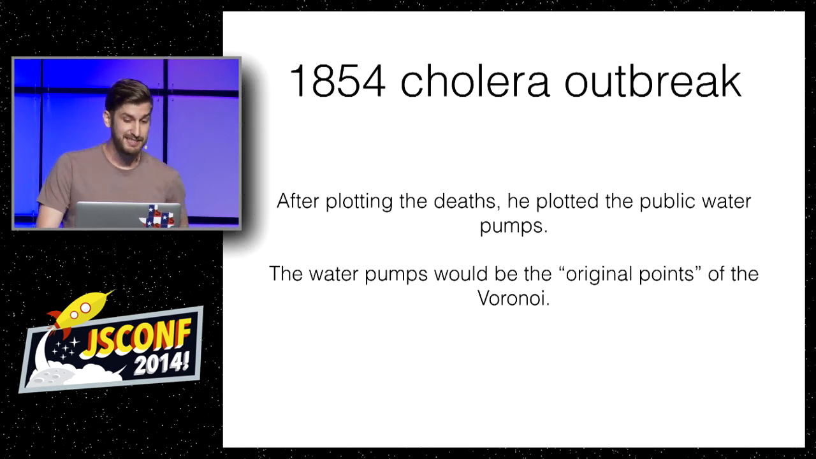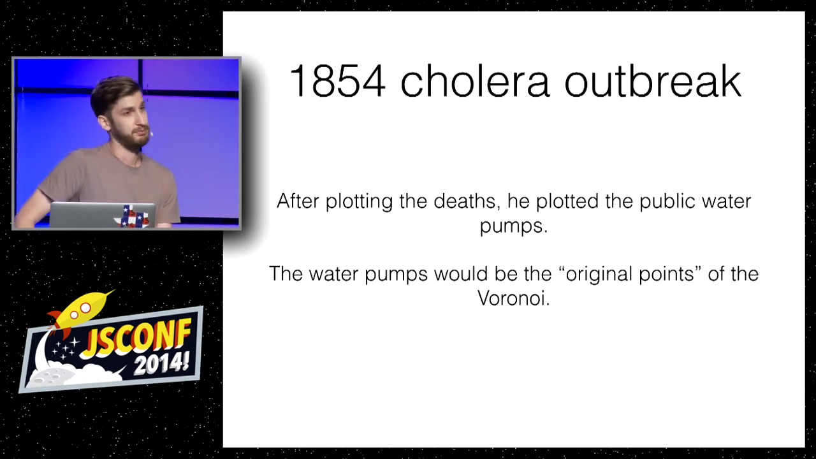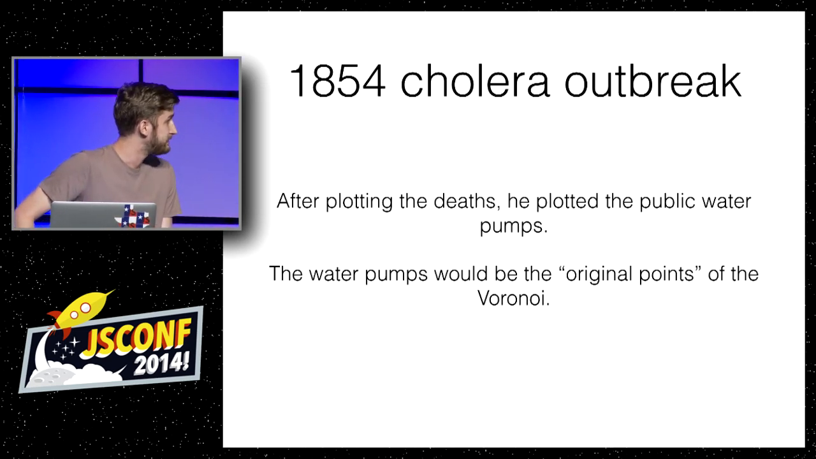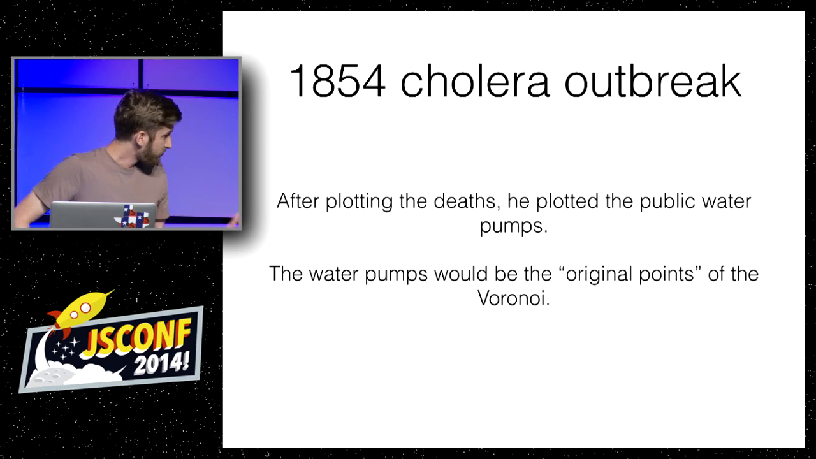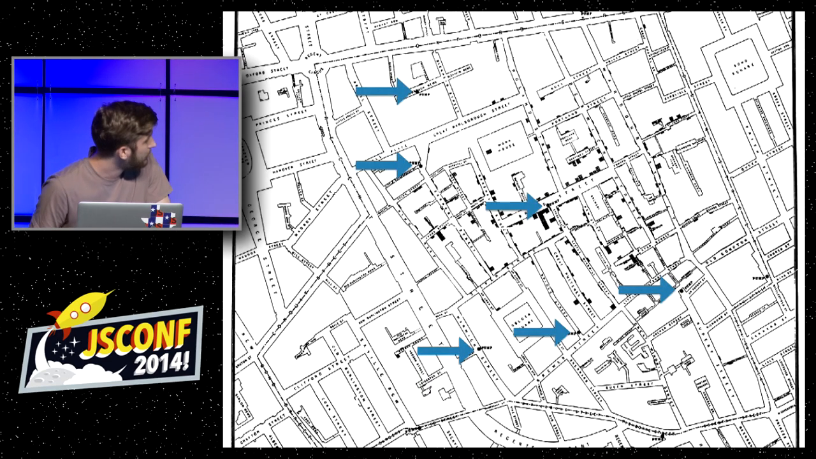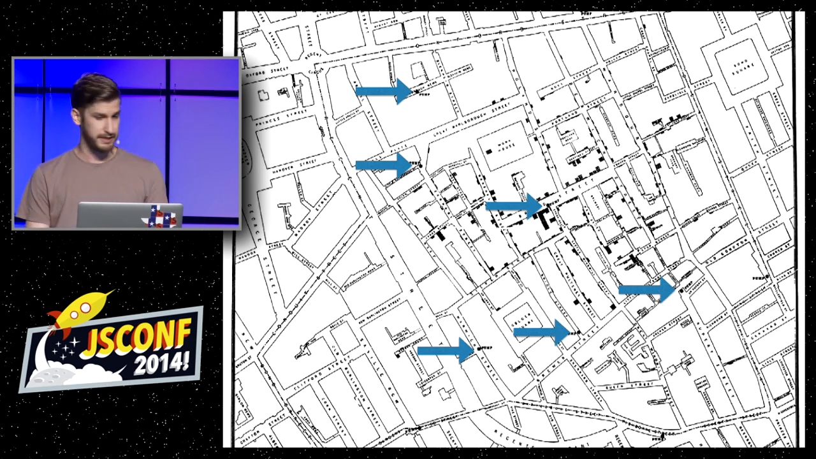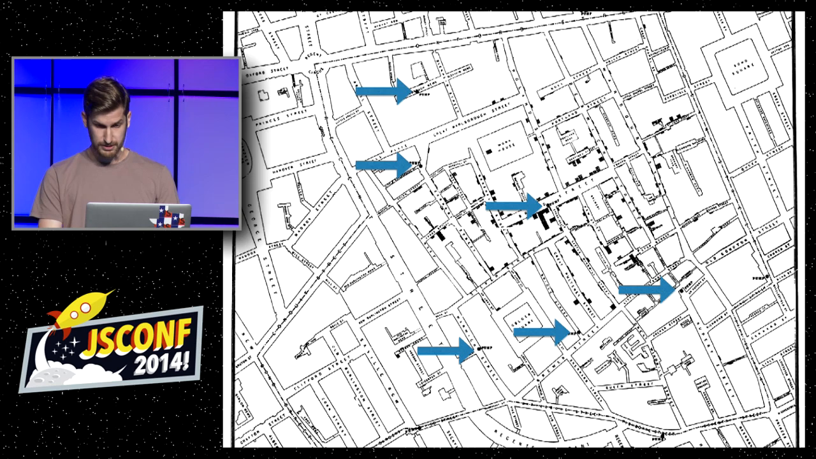After plotting the deaths, he plotted the public water pumps. This is 1854, so indoor plumbing isn't really too much of a thing in downtown London. The water pumps are going to be the original points of the Voronoi. So there are some of the water pumps. They're little black dots with the word pump written on them, but you can't see it unless it's zoomed in. So there are some arrows.